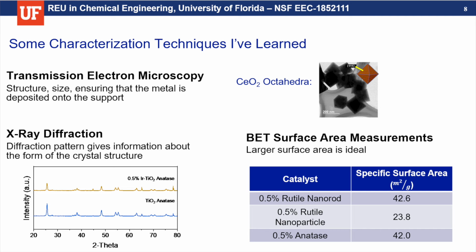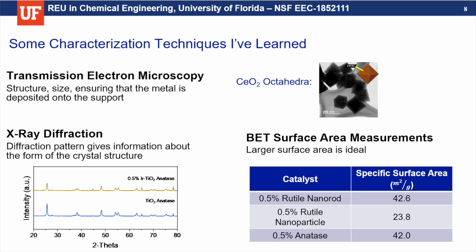Here are a few of the characterization techniques that I've learned about this summer. Transmission electron microscopy, TEM, allows us to look at the structure and size of the support and allows us to see if a layer of metal was created onto the support. X-ray diffraction, or XRD, gives us information about the crystal structure by looking for characteristic peaks of each type, for example, the anatase in this graph below. The one above is of a catalyst that we have made in lab, and below is a reference titania anatase so that we can compare the peaks.